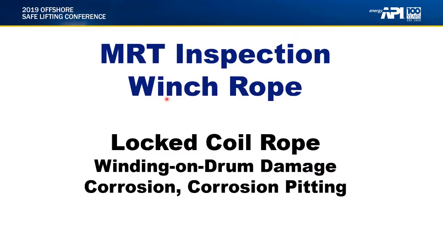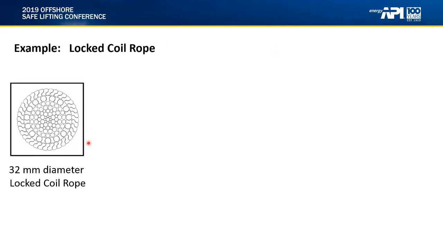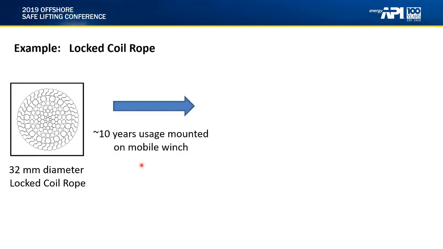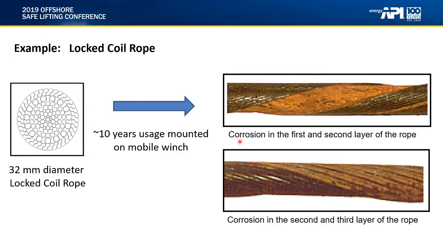MRT inspection of a winch rope. We'll demonstrate an example based on a locked coil rope, which will show winding on drum damage, corrosion, and corrosion pitting. In this example, we are going to use a 32 millimeter diameter locked coil rope. This particular rope was utilized over a 10-year time frame and was mounted on a mobile winch. Inspection of this rope revealed corrosion in the first and second layer as well as the second and third layers of the rope.